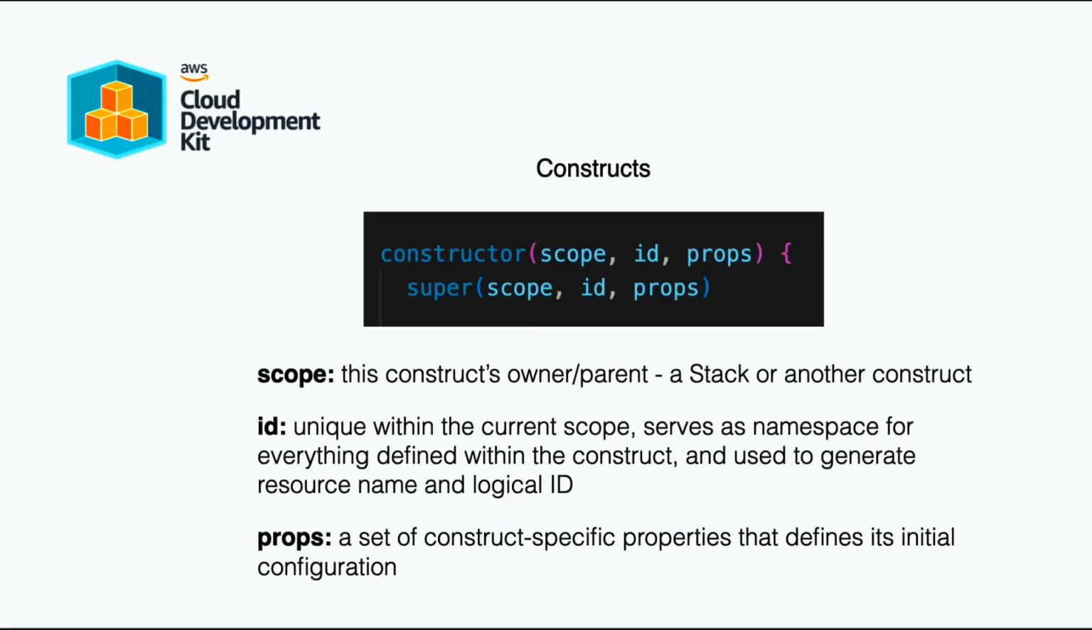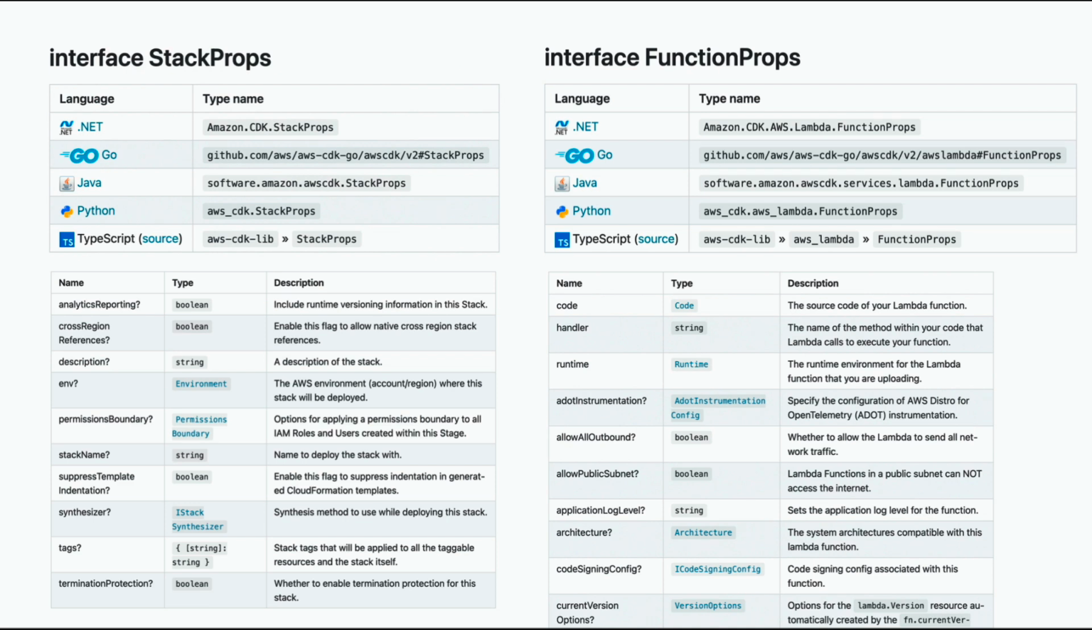And finally, props is a set of construct-specific properties that lets you define the initial configurations for this construct. So a stack would have a different set of properties to, say, a Lambda function, and you can of course define your own properties type for your custom constructs as well.